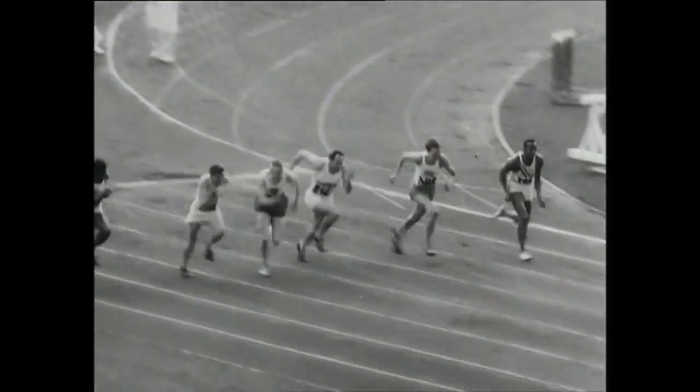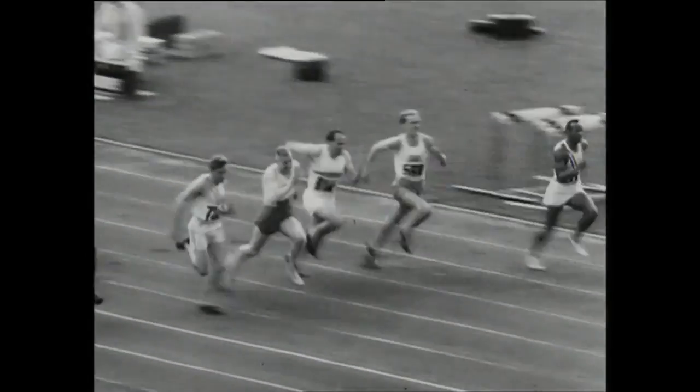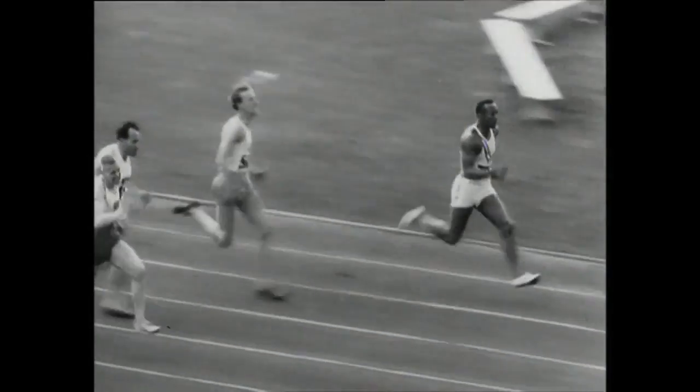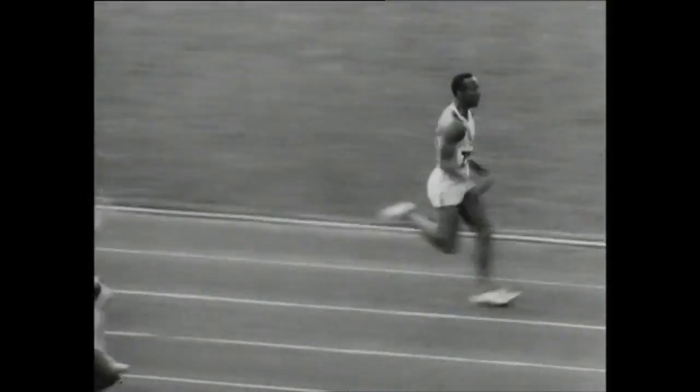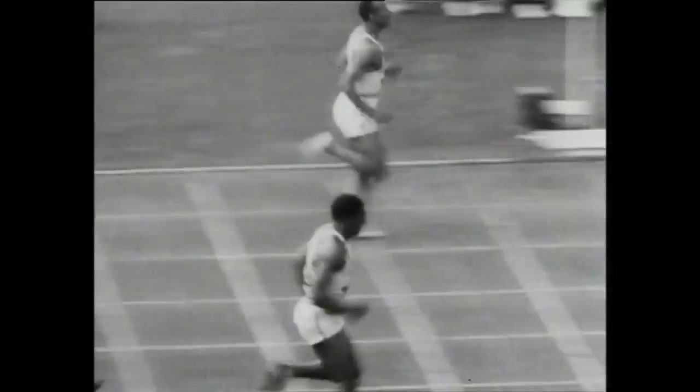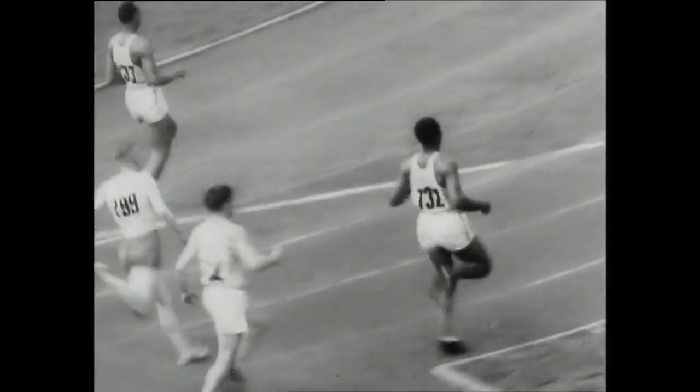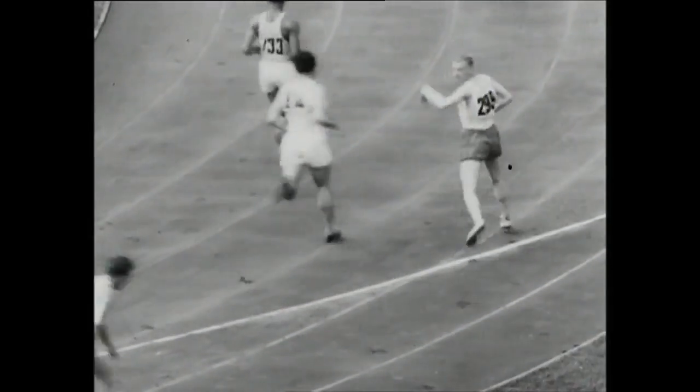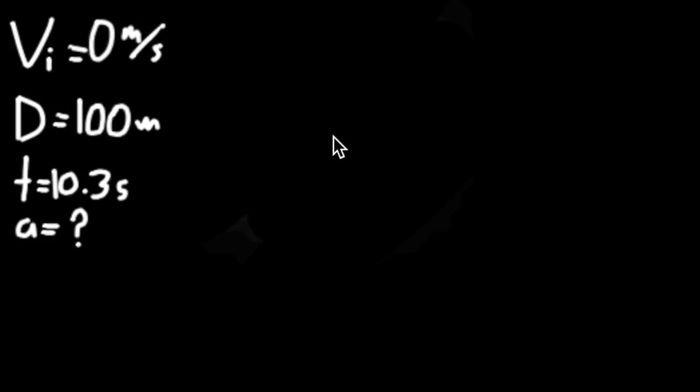In this problem, we have Jesse Owens in the 1936 Olympics running the 100-meter dash in a time of 10.3 seconds, a new world record. Find the acceleration of Jesse Owens as he runs his event. Knowing what was given to us in the problem, we can start to set up the equation to find the acceleration by having the initial velocity equal to 0 meters per second, the displacement equal to 100 meters, and the time equal to 10.3 seconds.